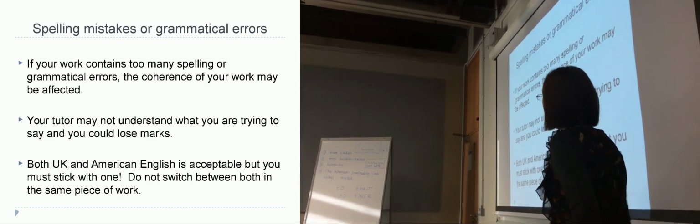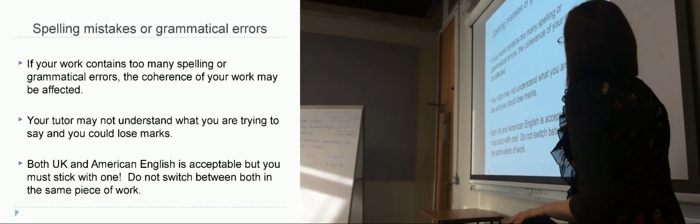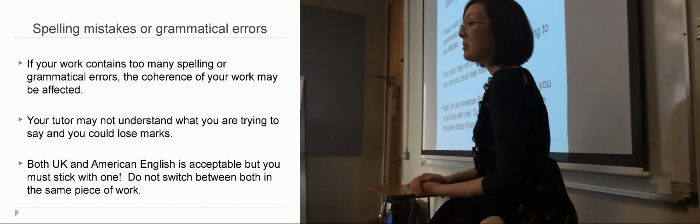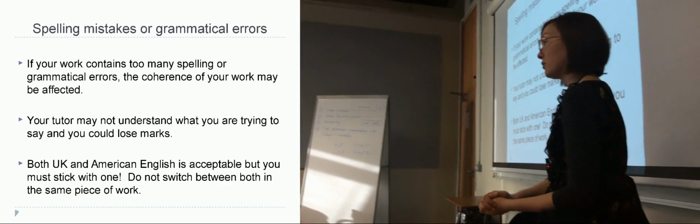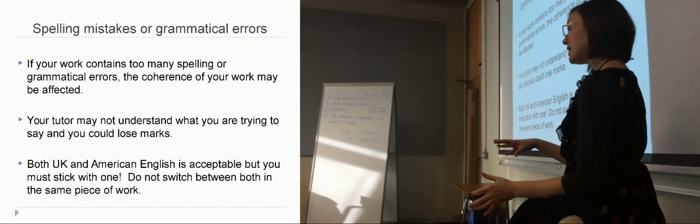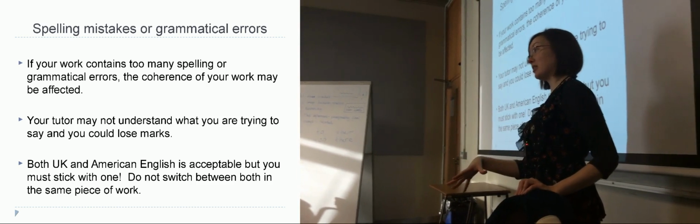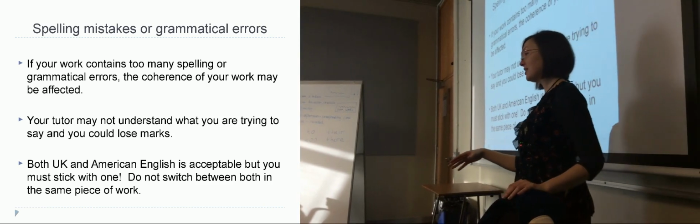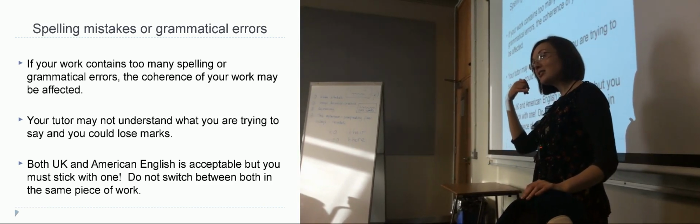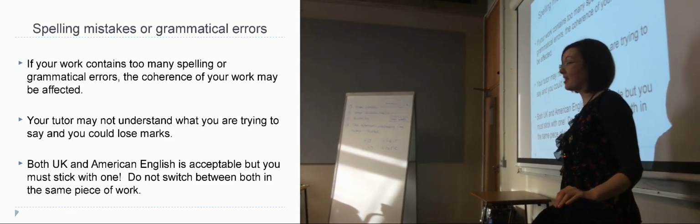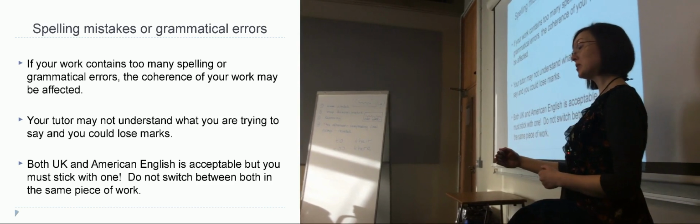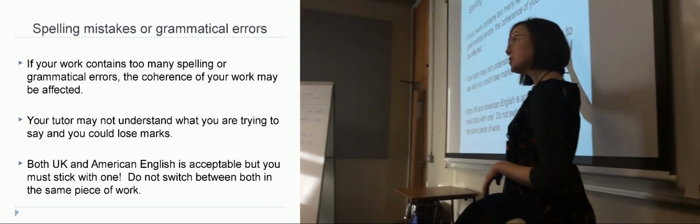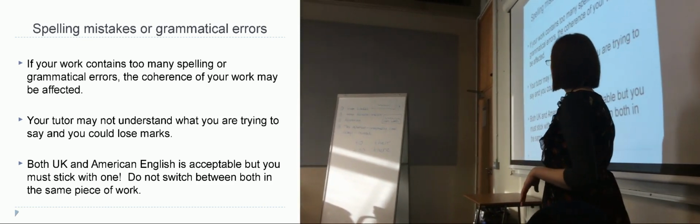Okay, so let's have a look at all those in a bit more detail. Okay, spelling mistakes or grammatical errors. It can be that if your work has too many mistakes in it, then the coherence of your work could be affected. And what that means is that I might not understand what you have written. Yeah. It happens sometimes. If I don't understand what you've written, I can't ring you up and say, Lillian, I don't understand this sentence. Can you explain it to me, please? I can't do that. All I have is your paper. So it needs to be as easy for me to understand as possible. And if you have lots of spelling mistakes, then it's more difficult for me to understand.